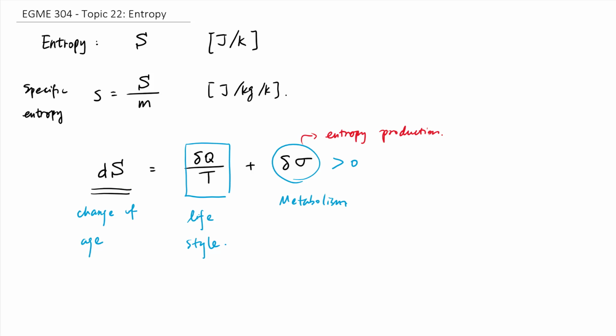That's our lifestyle. If we eat fast food every day, then the lifestyle term will be positive, which will increase your aging process. However, if we run a 5K every day, then that term will be negative on the right-hand side, and that will slow down your aging process. So that's the equation for entropy, and it will tell us the direction of any process.